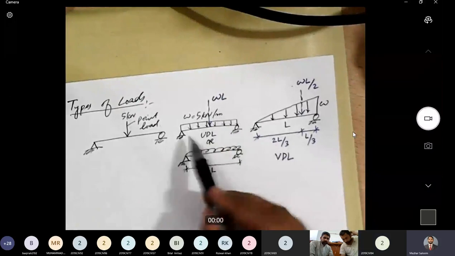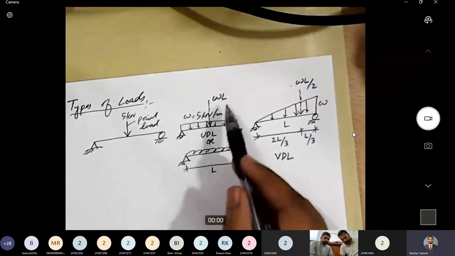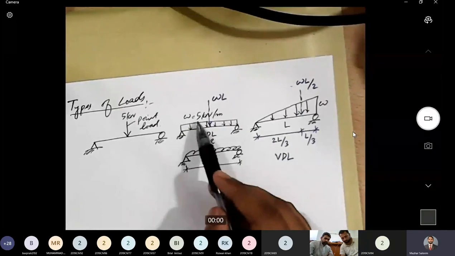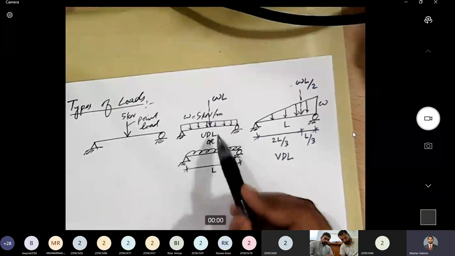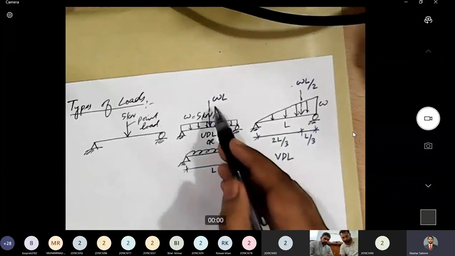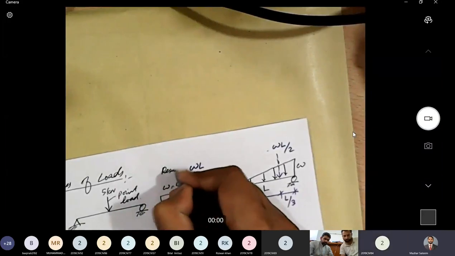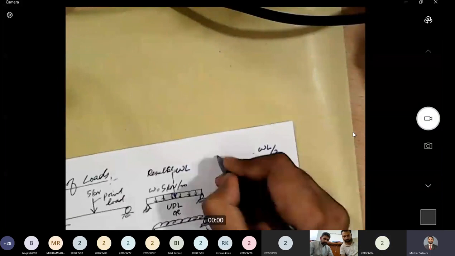Omega L, that is the area of this rectangle, and this is the total magnitude of the load. W is the intensity, how much load is acting per meter, in kilonewton per meter, and span is in terms of meters, let's say. So WL is the resultant. This is resultant. And this is also resultant.